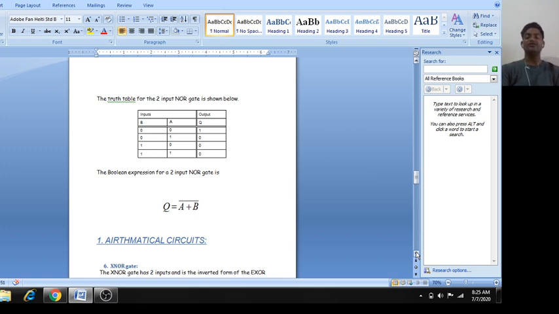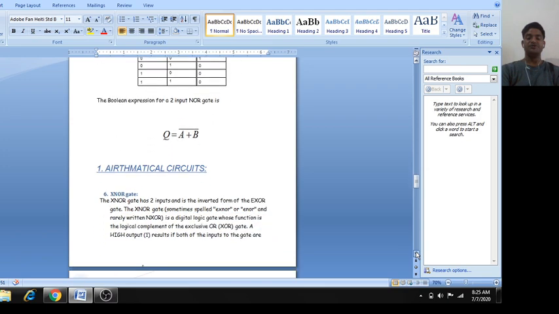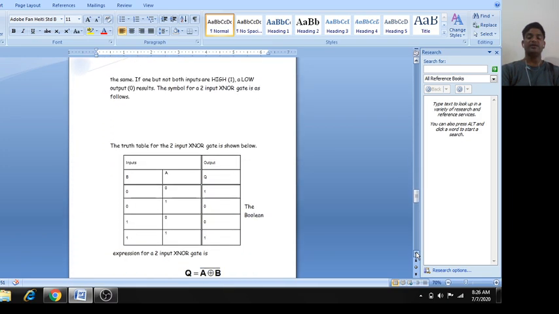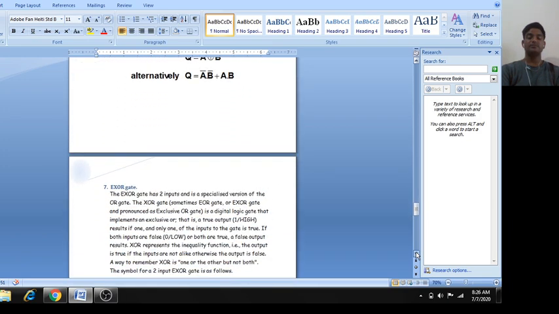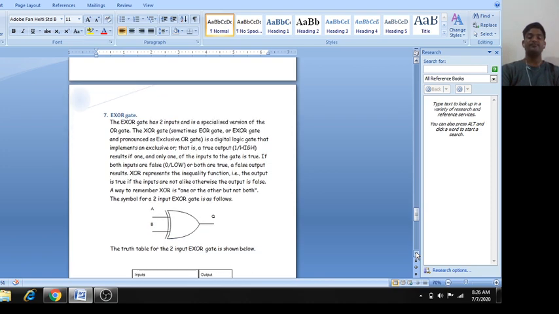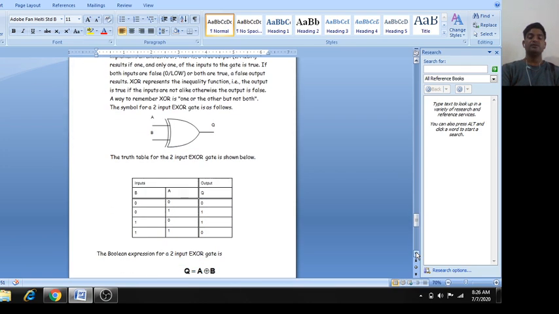In the case of the XOR gate, first we will see the XOR gate symbol. 0 XOR 0 is 0, 0 XOR 1 is 1, 1 XOR 0 is 1, 1 XOR 1 is 0.